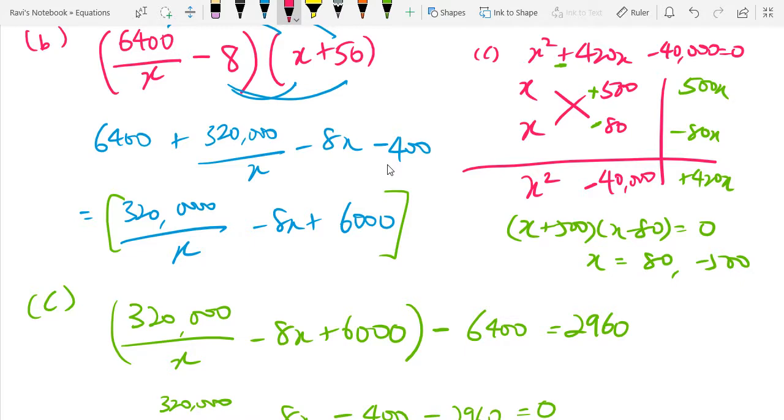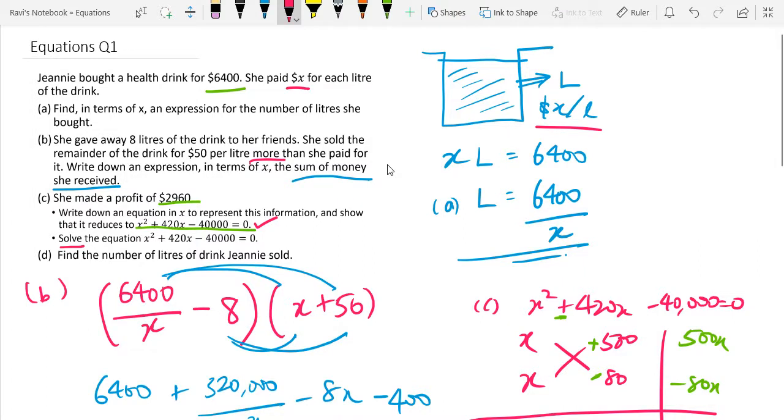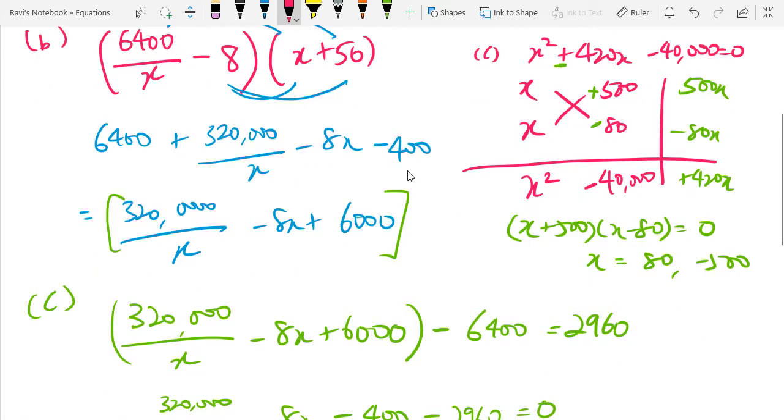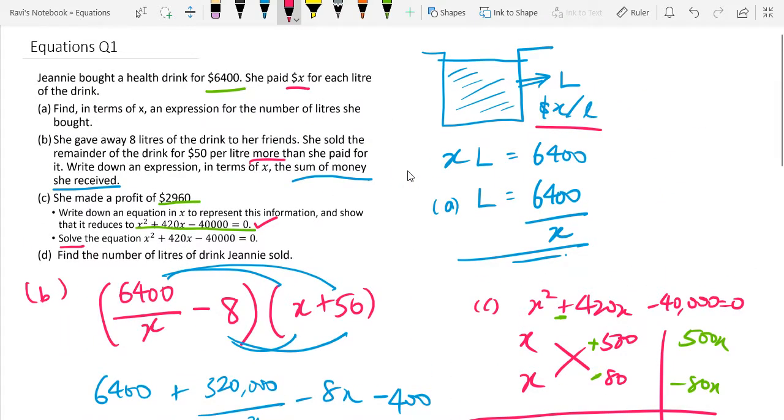When you have two values for a quadratic equation in a problem statement like this, usually you can infer that one of the answers would not be acceptable because a negative may not make sense. So in this case, what is x? x is the amount of money. Definitely x cannot be a negative number. So we can say safely that x equals 80 is the correct answer. Even though you get two answers when you solve it, x equals 80 is the acceptable answer based on this question.